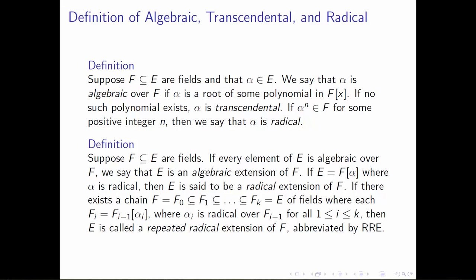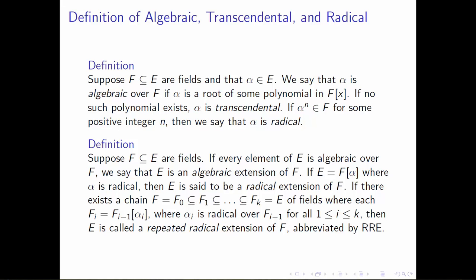So be careful when you're learning these definitions. Sometimes it's tempting to assume that the definition of an algebraic field extension is when it's F adjoined alpha for alpha an algebraic element, but that's not what it means. Algebraic is if every single element of the larger field is algebraic, but radical is just when you're of the form F adjoined alpha for alpha a radical element.